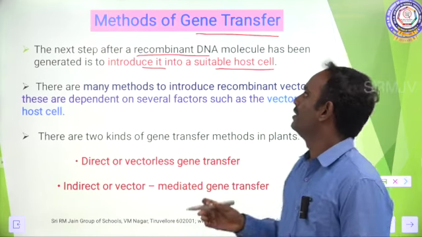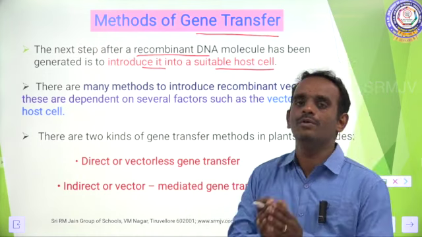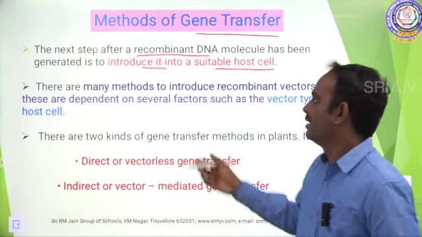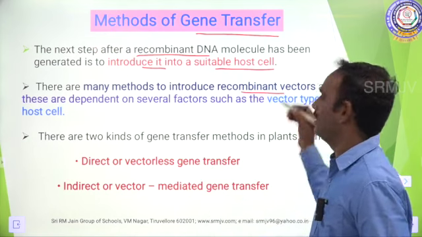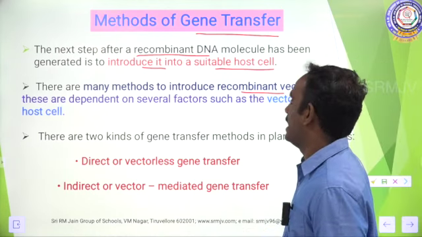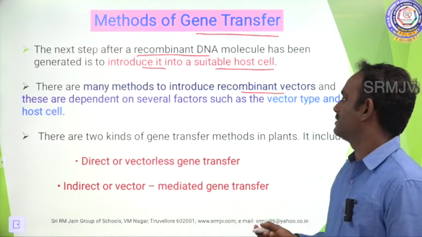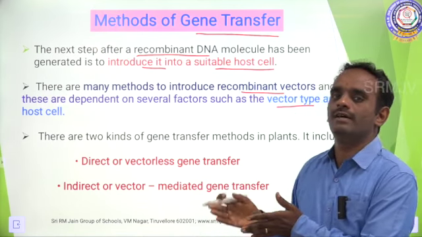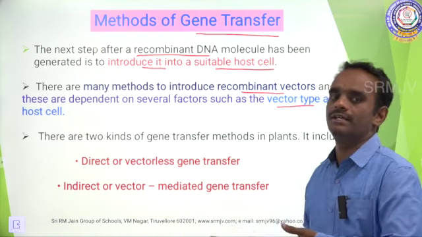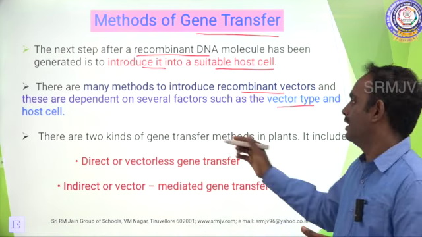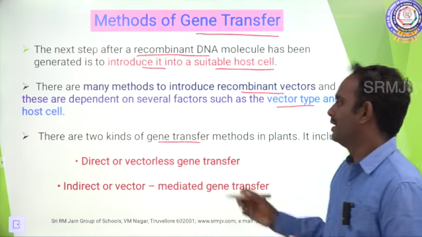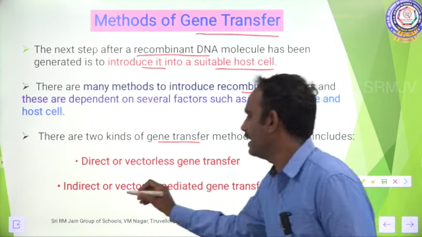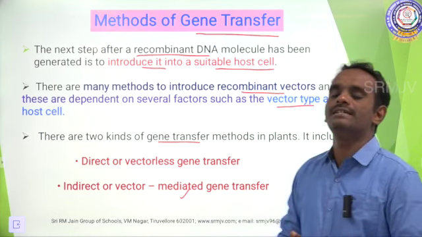So, transfer of gene, methods of gene transfer, how the gene has to be transferred. What are the different methods? There are many methods to introduce our recombinant vector, and it depends on factors such as the vector type or the host cell. There are two different kinds of gene transfer. One is direct or vectorless gene transfer. Another one is indirect or vector mediated gene transfer.